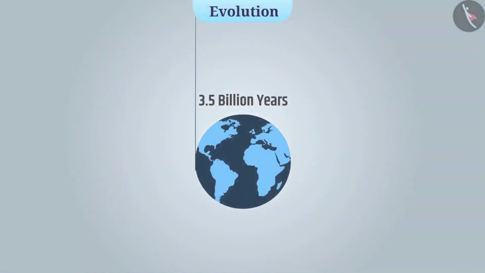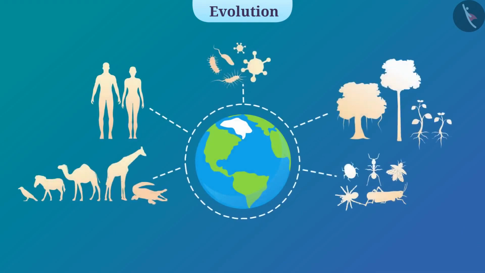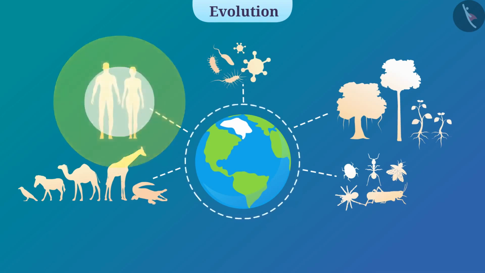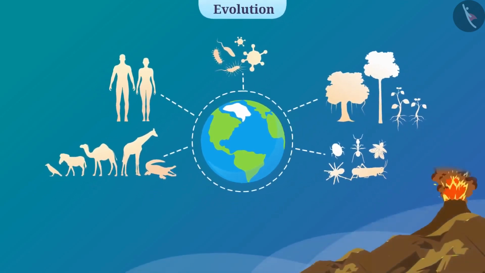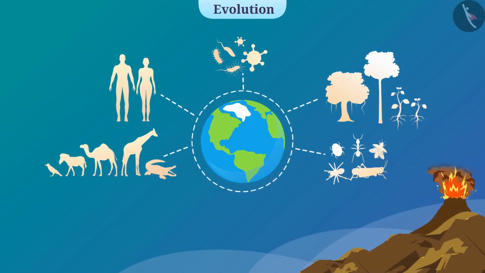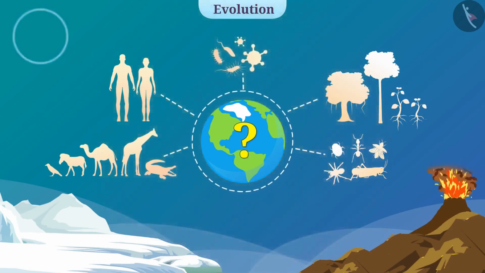Nearly 3.5 billion years ago, there was no life on Earth. But today, we see millions of species of plants and animals on Earth. There are organisms from the simplest form such as bacteria to those with complex body organizations such as humans. Many of these organisms are present in extremely hot places like volcanoes and many in extreme cold places like Earth's pole. How do you think so much biodiversity would have arisen on Earth? Think about it.